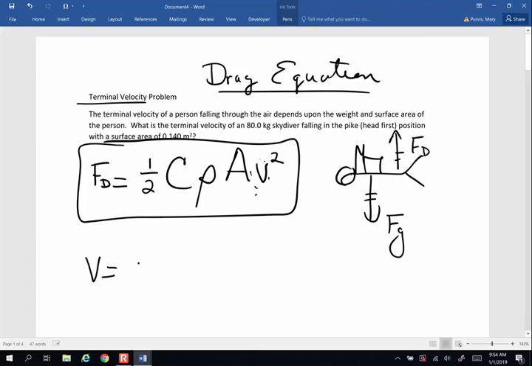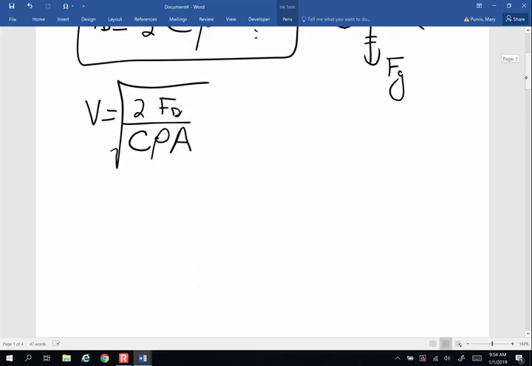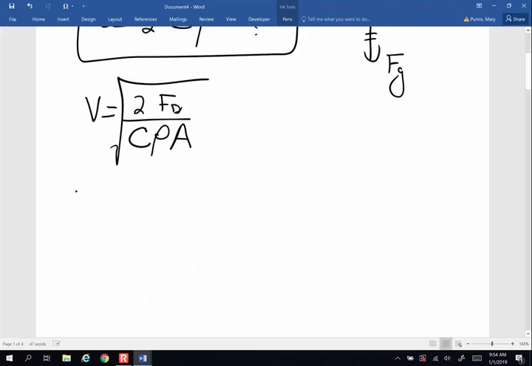That's my terminal velocity. So I'm going to do a little algebra. Velocity is going to be equal to 2 times the force of drag divided by the coefficient of drag, the density of my fluid, and the area that is being presented to the fluid, which side of the person is falling downward. And I'm going to have to take the square root of all of that. So let's take a look at my situation.